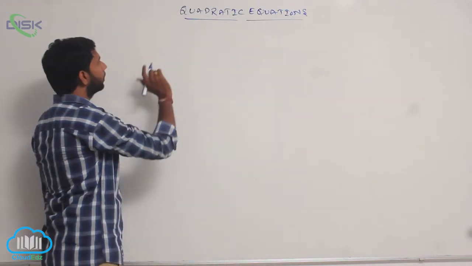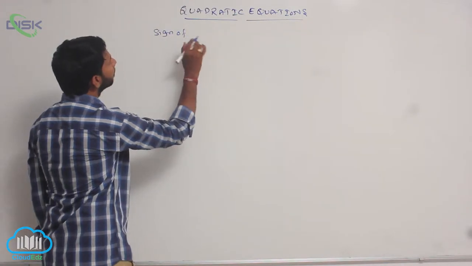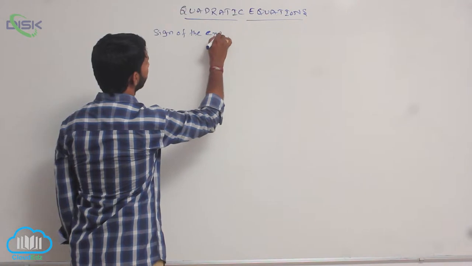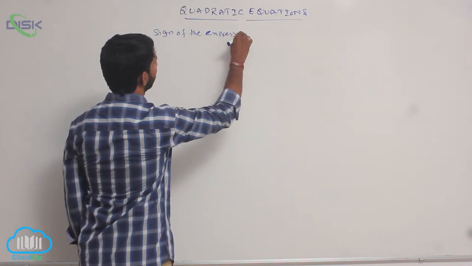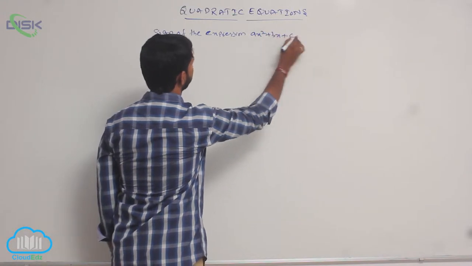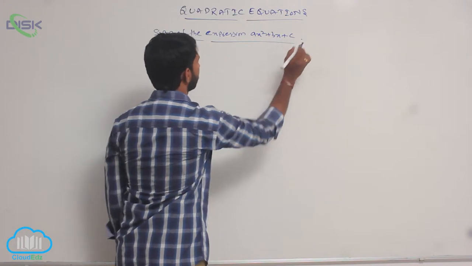Now we discuss the topic: sign of the quadratic expression. Sign of the expression ax square plus bx plus c.